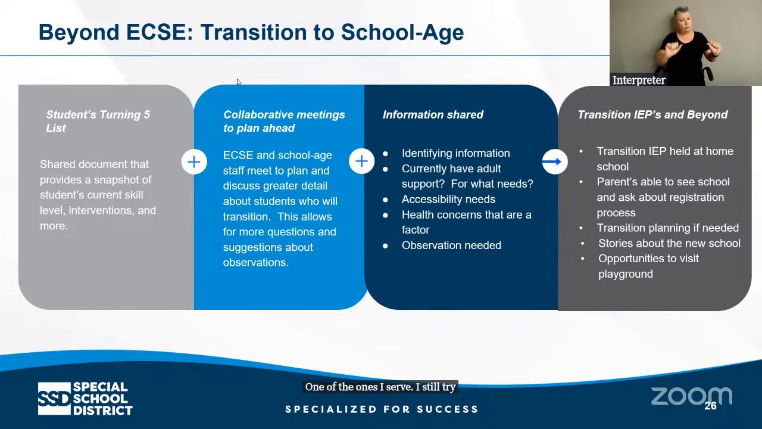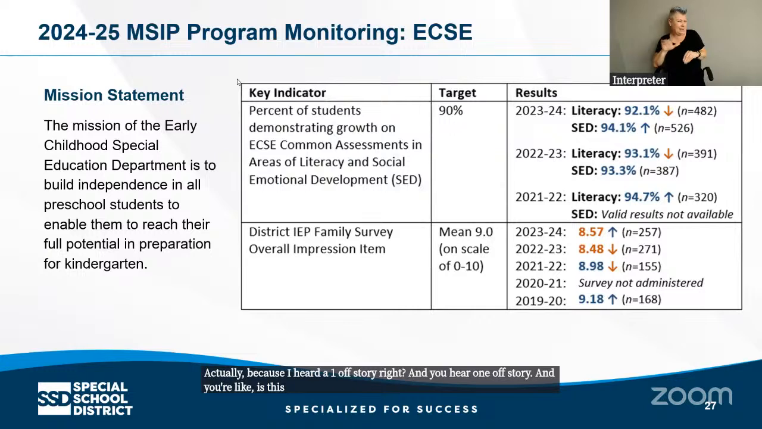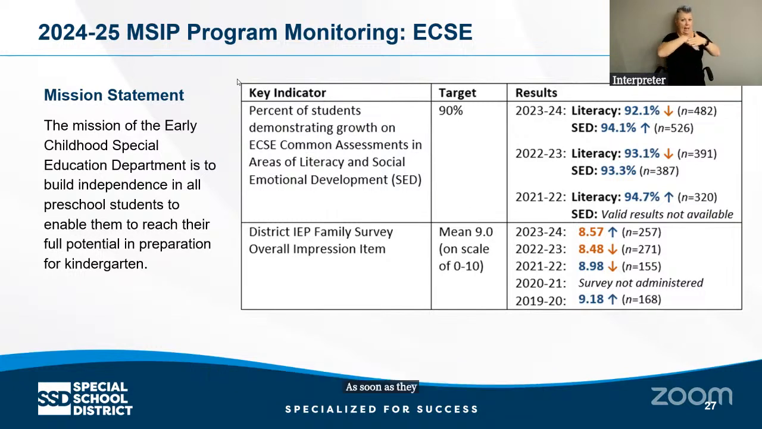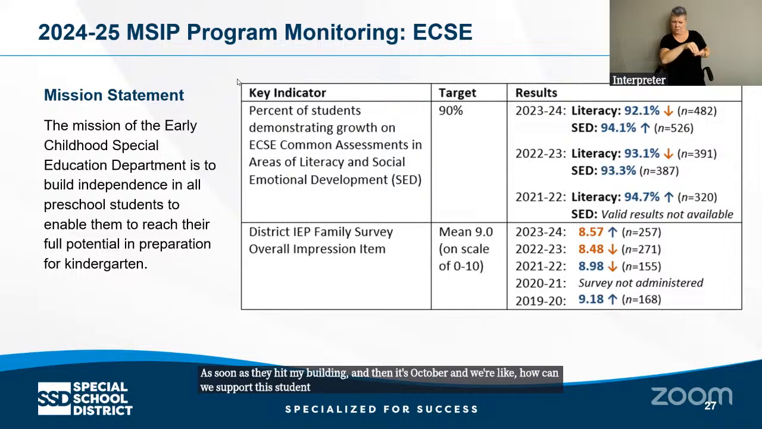So even though they aren't necessarily one of the ones I serve, I still try to provide support if I can. I asked that because I heard a one-off story, right? And you hear one-off stories and you're like, is this the norm or not? But it was essentially a principal in one of the coalition districts that was like, I absolutely feel like these students get lost as soon as they hit my building, and then it's October and we're like, something's not right. How can we support this student and this family? And they're like, oh, well, actually, this transition meeting should have happened. So it just makes me wonder.